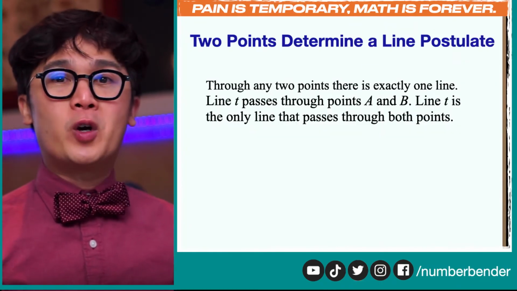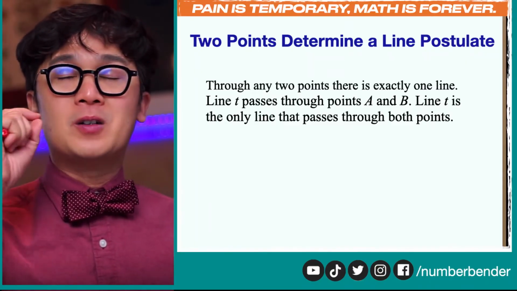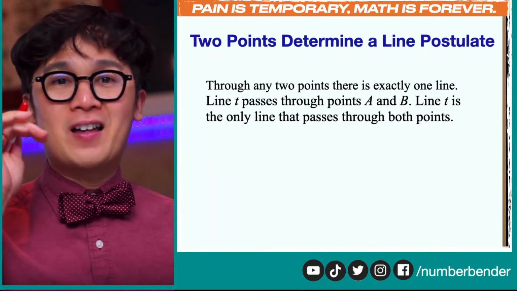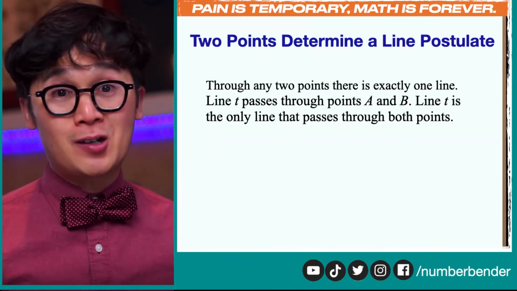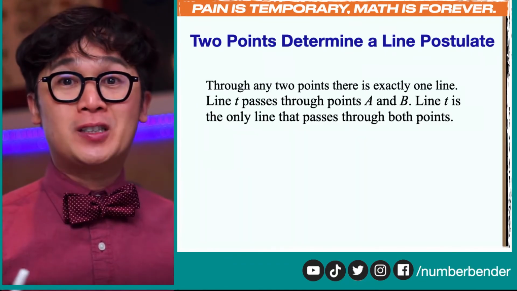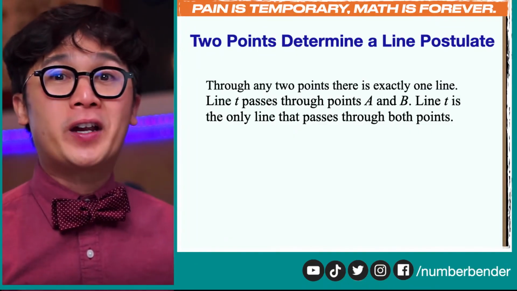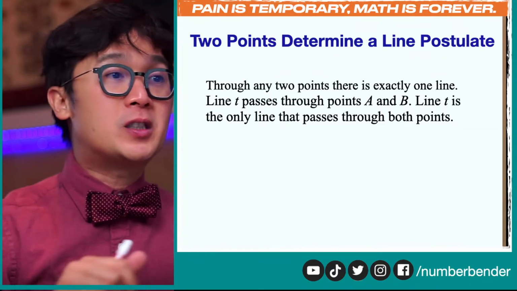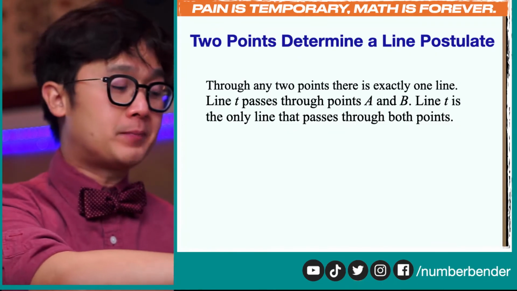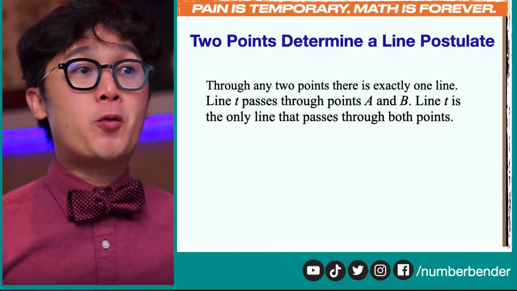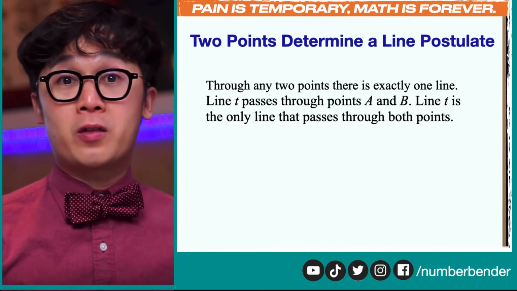So now let's work on postulates. We know postulates are accepted truths, specifically in the subject of geometry. And the first postulate that we are going to be working on is the 2 points determine a line postulate, which means through any 2 points, there is exactly one line, and line T passes through points A and B. Line T is the only line that passes through both points.